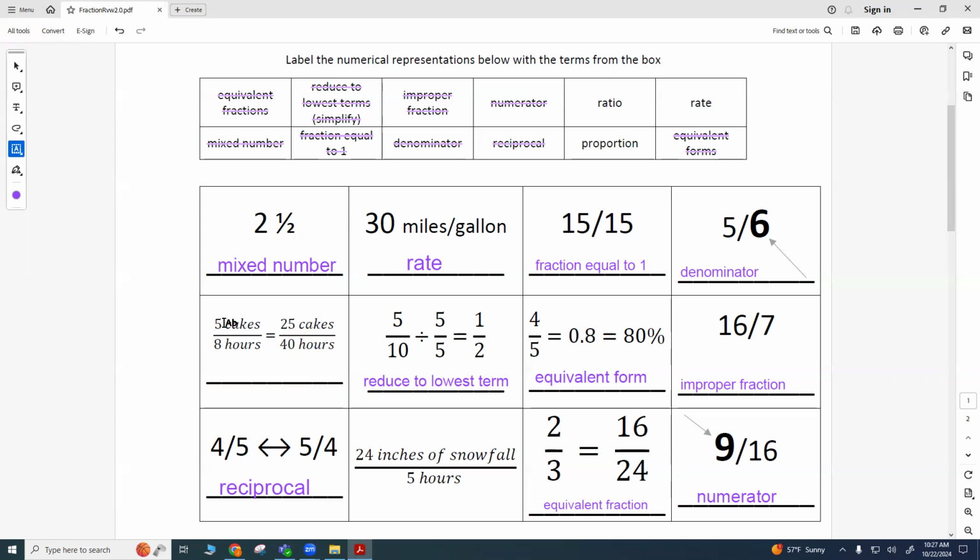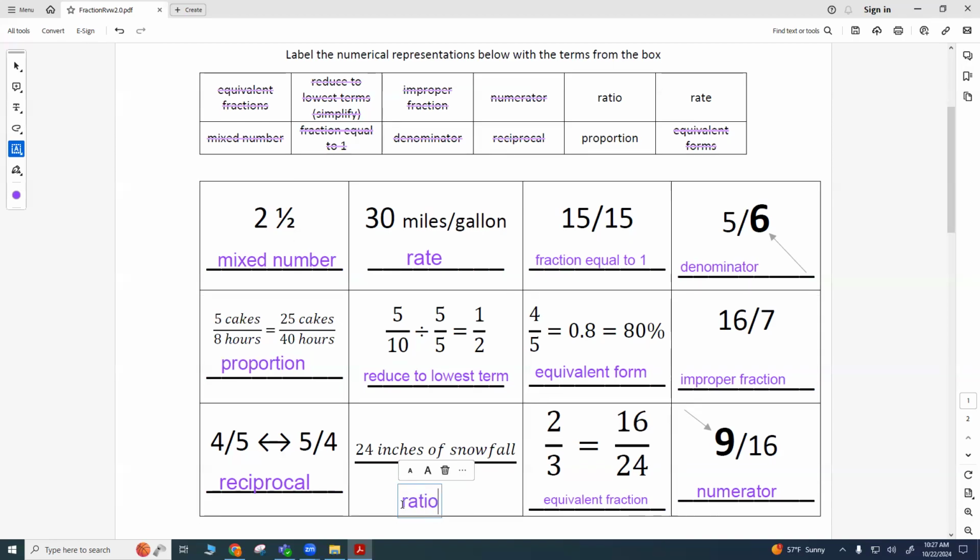Okay, how about here? 5 cakes in 8 hours would be like 25 cakes in 40 hours. What are we going to call or label this? Good, correct, Mel. This is our proportion. Okay, and my feelings are hurt. You guys didn't remember. No, I'll be okay. All right. And so then we would know, right, that down here is where we have our friend, the ratio. Okay. So these are important terms.